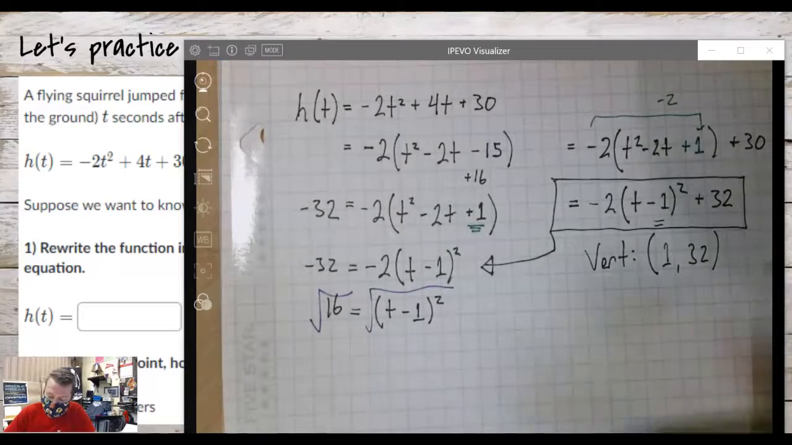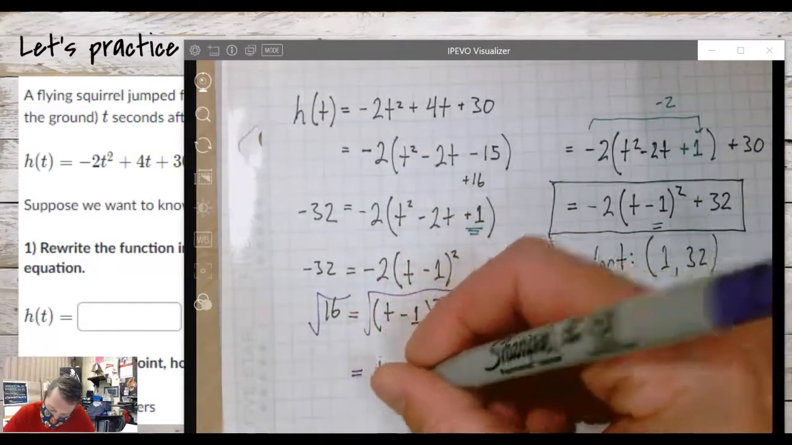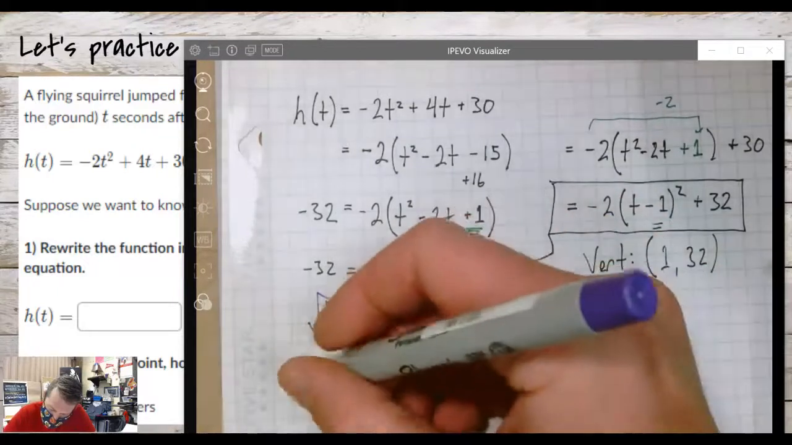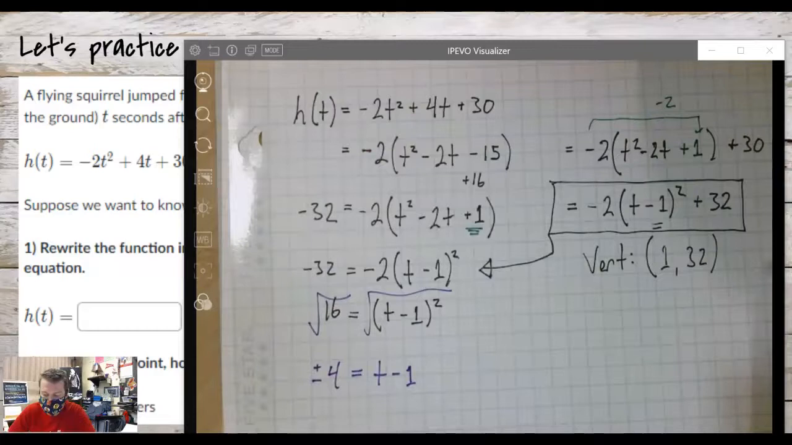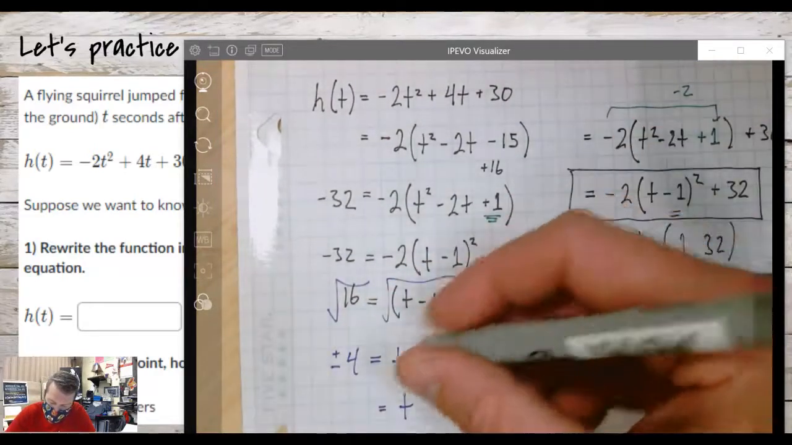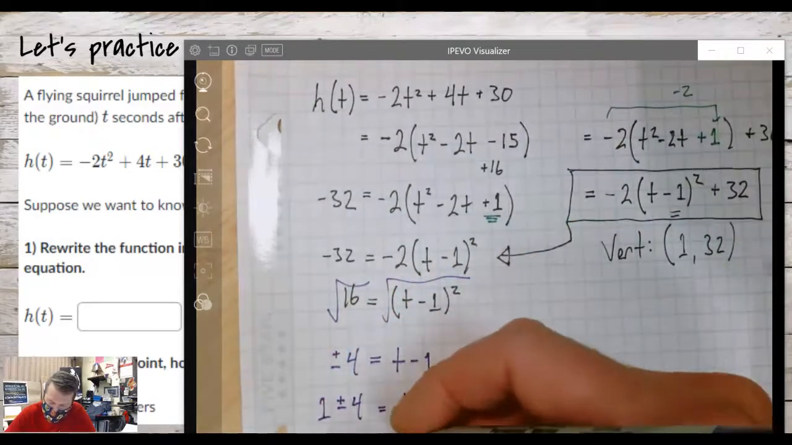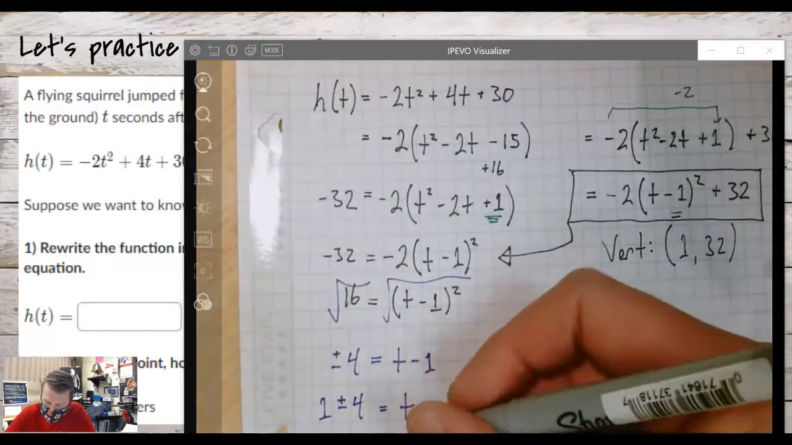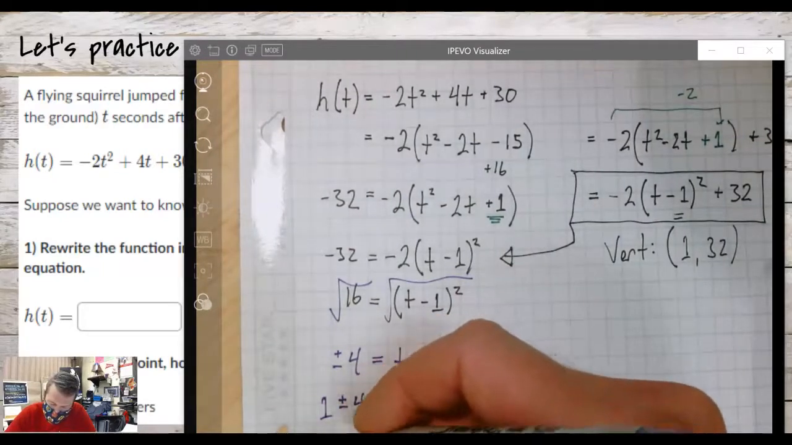Yeah, we're getting zeros now. So t minus 1 plus or minus 4. So t is going to equal a positive 1 when I add that to both sides. So t equals either 5 or negative 3.